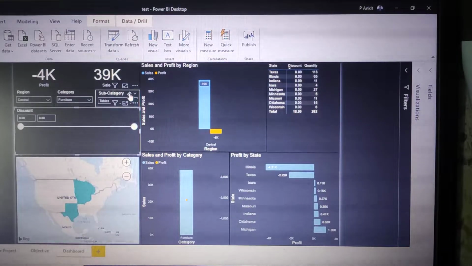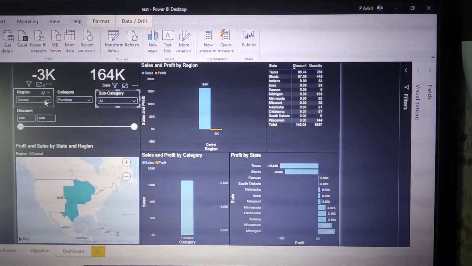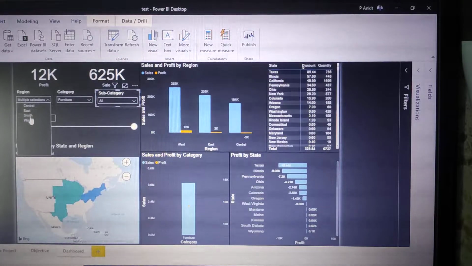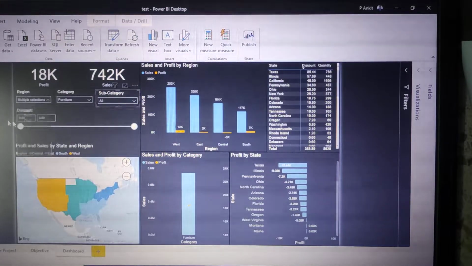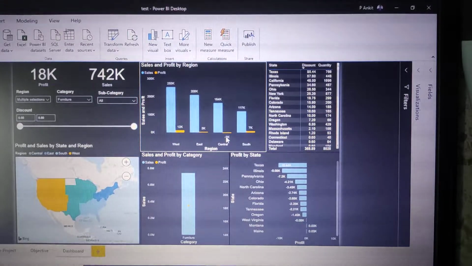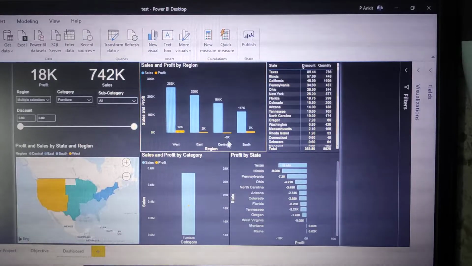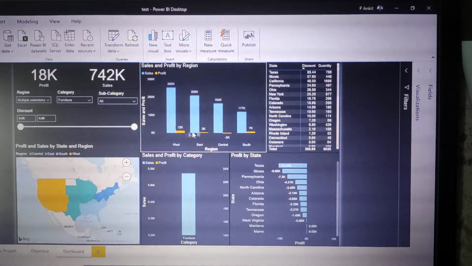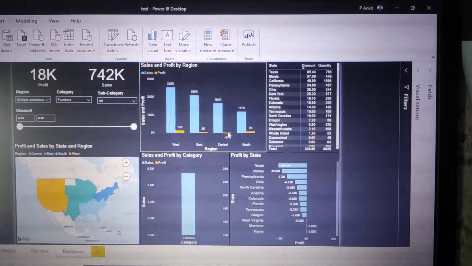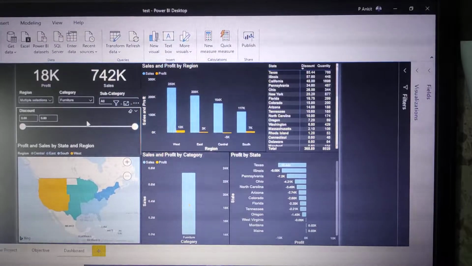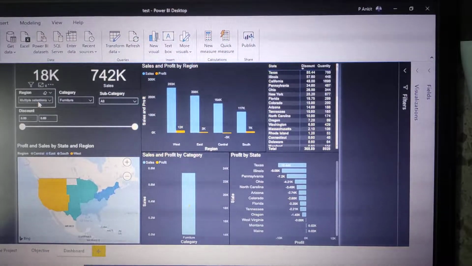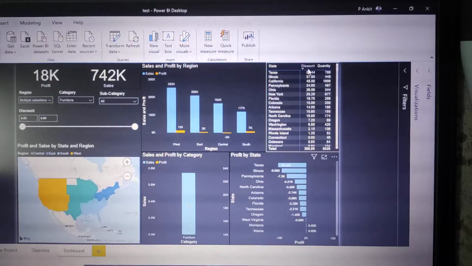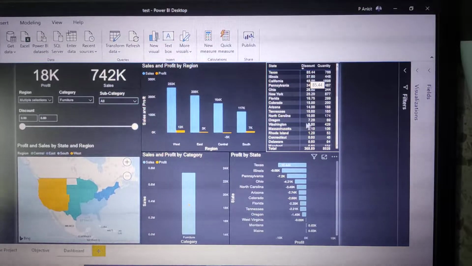Let's see how the furniture category behaves in other regions as well. I have selected all the regions, and you can see the furniture category. The central region has a negative profit, and all other regions do not have that much profit either. I think this is because of the discounts, I guess 85% and more.